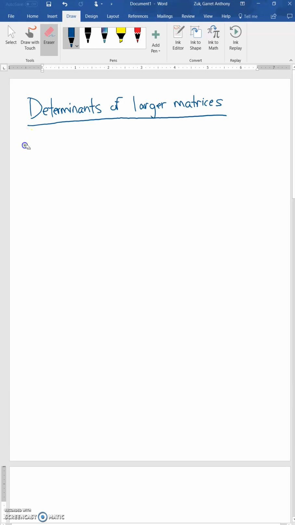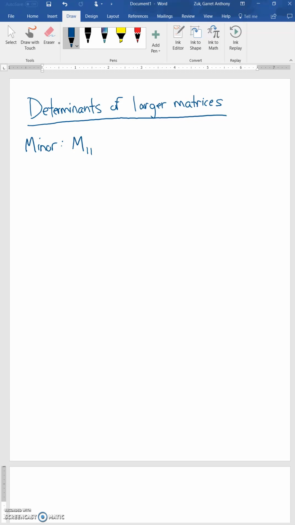So this idea of a minor. We're going to denote this with a capital M and then some numbers down here. So for example, the minor 1, 1. That's the minor being created from our entry in the first row in the first column. So what does that mean?